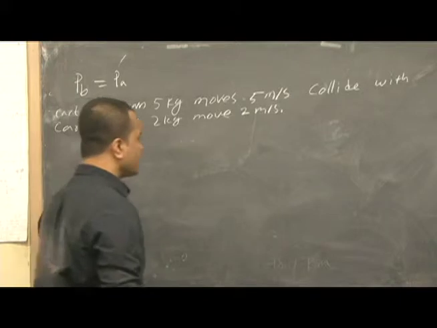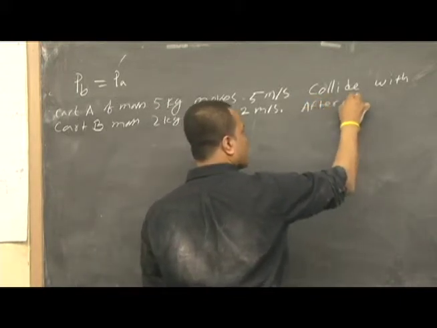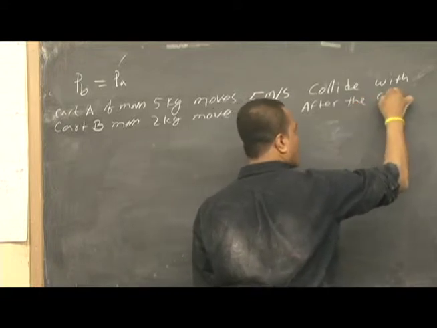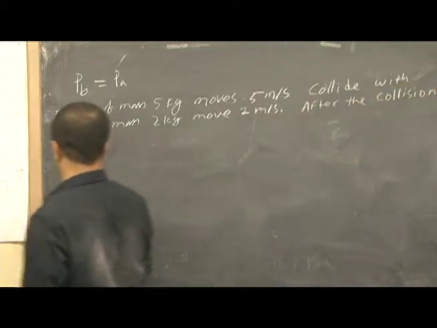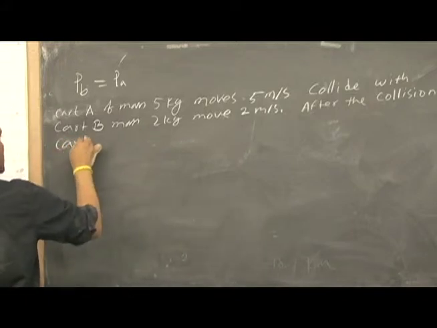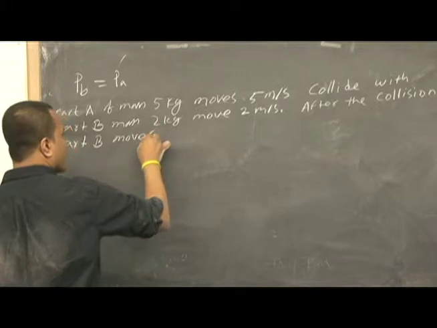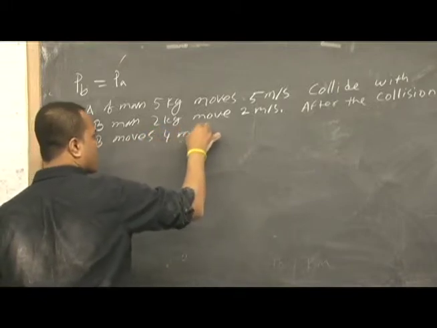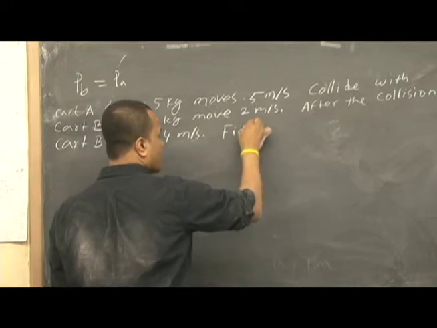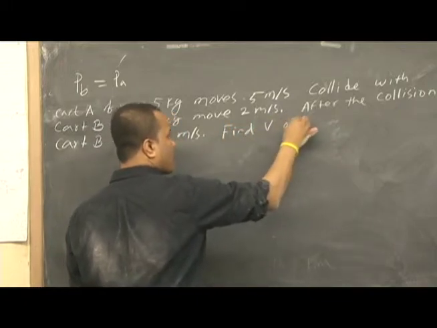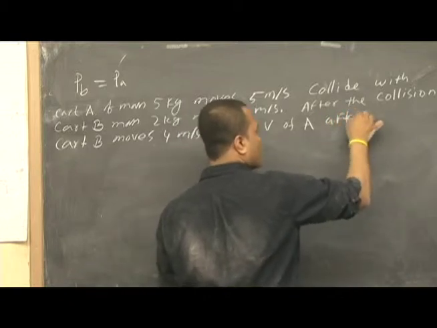After the collision, cart B moves 4 meters per second. Find the velocity of cart A after the collision.